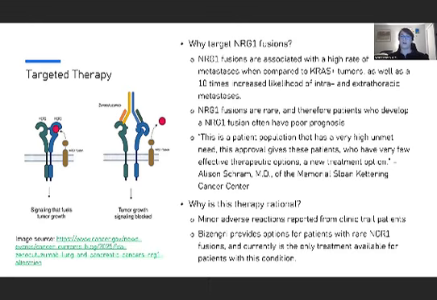I pulled in a quote from Alyssa Schram, MD of Memorial Sloan Kettering Cancer Center. She said, "This is a patient population that has a very high unmet need. This approval gives patients who have very few effective therapeutic options a new treatment option," which kind of just goes to highlight how important this medication is for these patients with this NRG1 fusion.